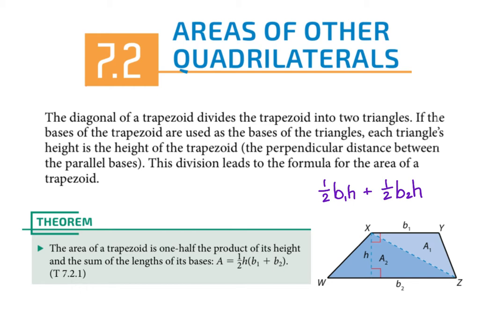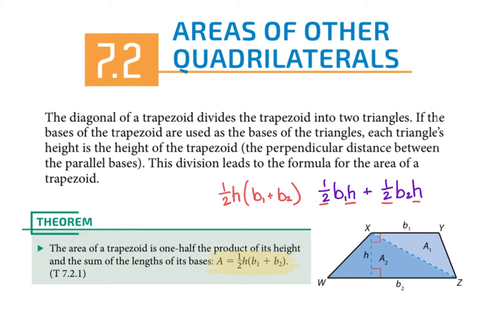Now, what they do to actually create this formula is they pull out your common terms. Your common terms here are the 1/2 and the height. So I can take that out in front and then have my bases added together. And you'll see that's what the formula is for a trapezoid.